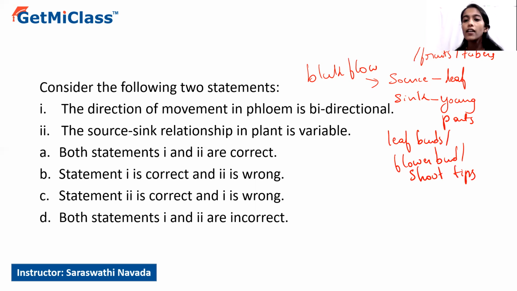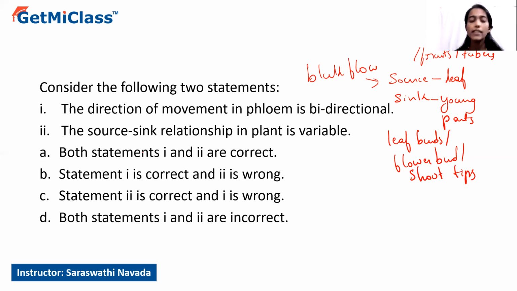So here it is not always that the food, or the organic solutes, will be moving from leaf to the root or to the required parts of the plant. So it may move from the root to the shoot also. So hence the movement in phloem is bidirectional in case of plants. So this statement is correct.